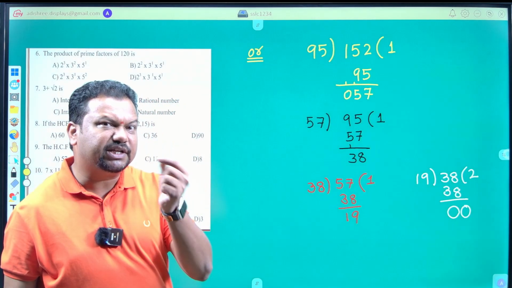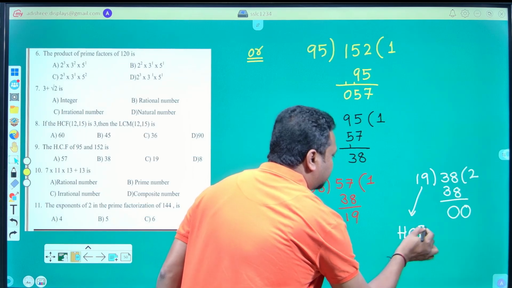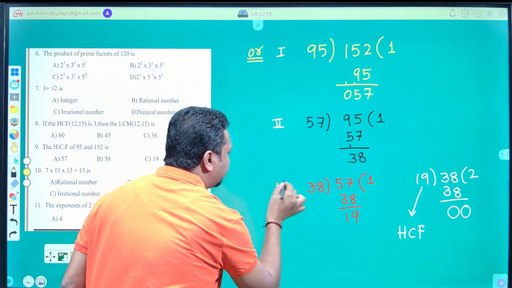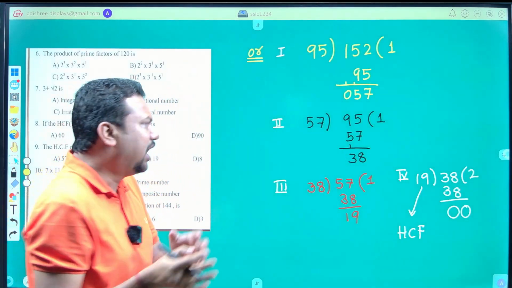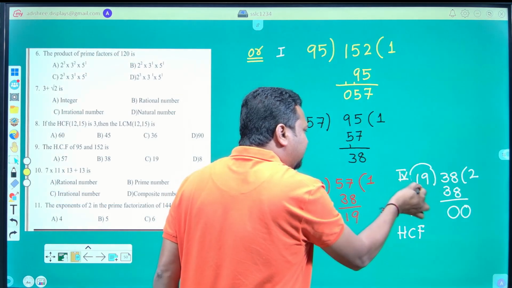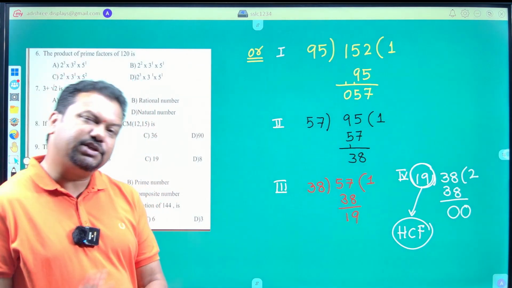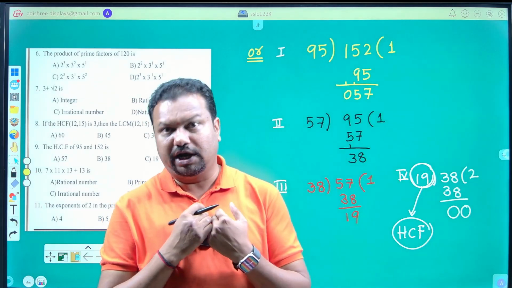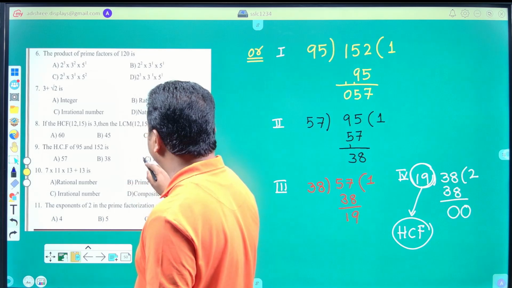The divisor which gives 0 remainder is called the HCF. I repeat: we have the first divisor, second divisor, third divisor, fourth divisor. There are 4 divisors, which is a chain division, and every divisor is not giving 0 in this case. Which divisor is giving 0 as the answer? 19. Therefore, what is the HCF of the given two numbers? 19. This is also another approach to find the HCF of any two given numbers. In this case, once again, my answer is 19, so I'll go with option C.